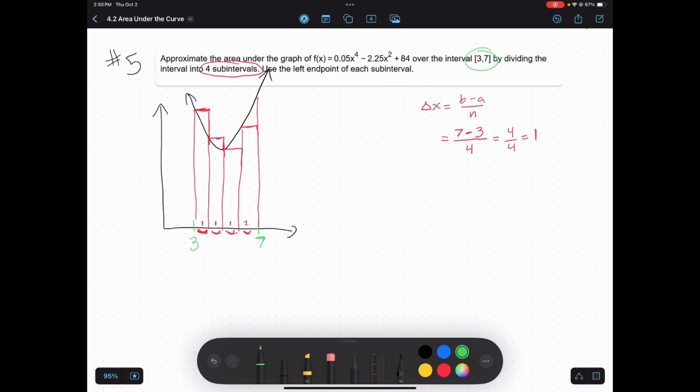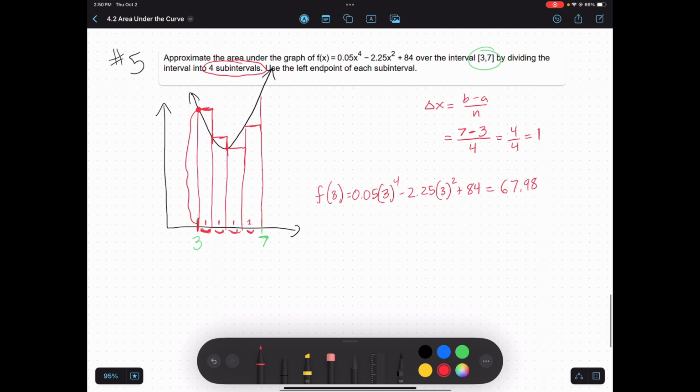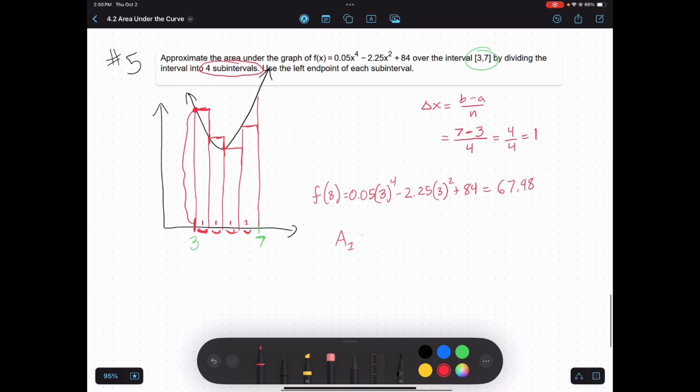Well, for this first rectangle, it's pretty straightforward. What's this height right here? Since I'm using my left endpoint, I'm going to just find the y value at 3, at my starting x value. So I'm going to calculate what f of 3 is. Remember, I don't have to rely on a graph for this. I have the equation right in front of me. And when I calculate that, I get 67.98. So that's the height of that rectangle. And therefore, the area of rectangle number 1 is the height times the width, which is just 67.98.